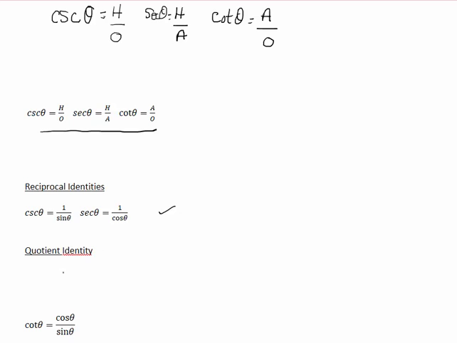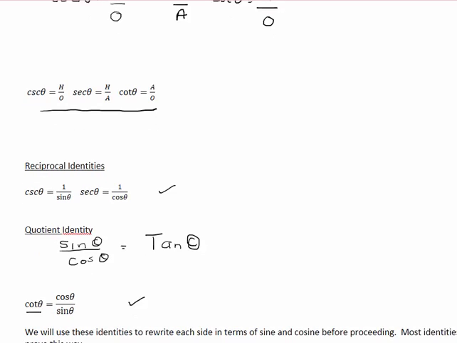Now let's remember that our quotient identity told us that sine theta over cos theta is always equal to tan theta. That was the quotient identity from the last video. So we can see here that if we're talking cotangent now, the reciprocal of tan theta, we know that cotangent is equal to cos over sine. Again, becoming useful to us in further questions that we have to do proofs for.